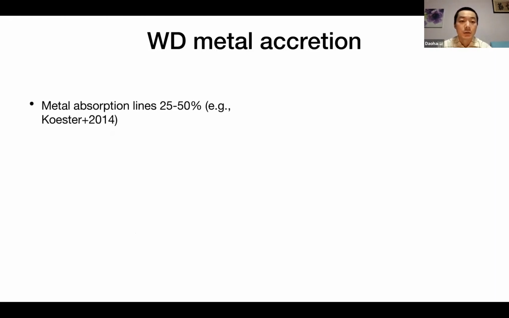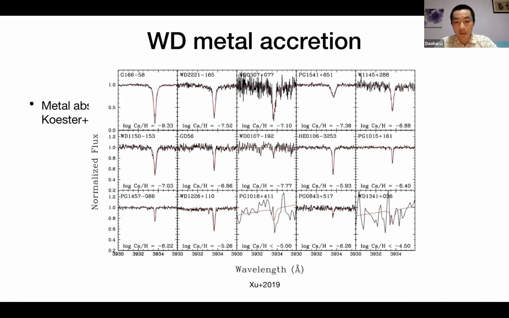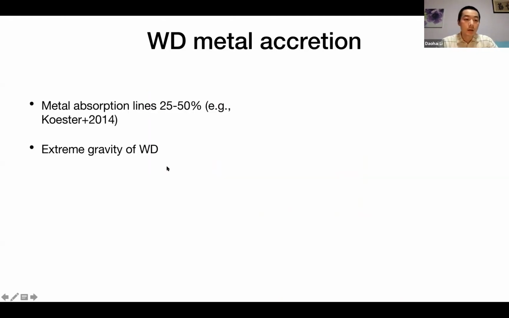So first, white dwarf metal accretion. I guess most of you would know that for about a quarter to half of the white dwarfs, we see metal absorption lines. Here we have the calcium absorption line from a bunch of white dwarfs. The point is that for a white dwarf, its gravity is extreme. For example, compared to the sun, its mass is of the same order, but its radius would be 100 times smaller. This means that the surface gravity at a white dwarf would be 10,000 times that of our sun.